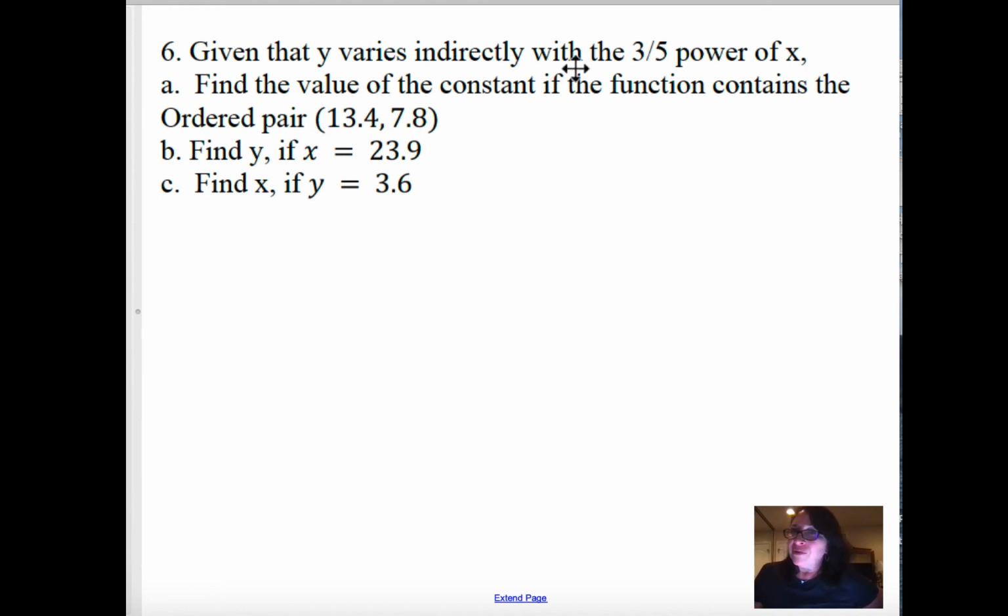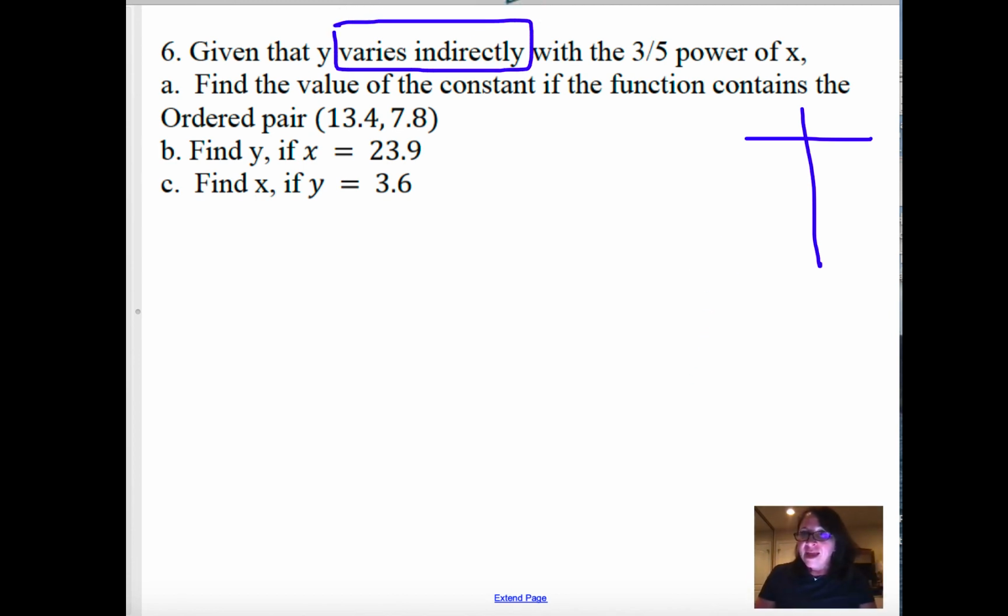Given that y varies indirectly, okay, they only gave us 1 point. And if they only give you 1 point, that's not enough to chart it, you guys. So what you have to do is take this point, and they have to tell you what's happening. Within the question, if they only give you 1 point, they're going to tell you what is happening. And what is happening is it varies indirectly. But then they said, hey, we changed this power. Power is x to the 3/5 power.